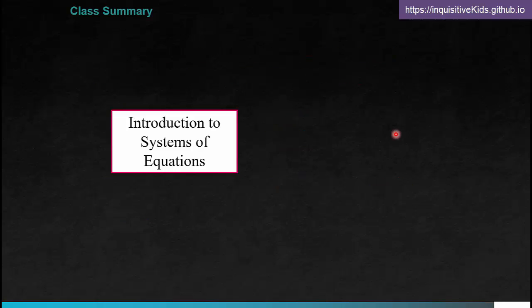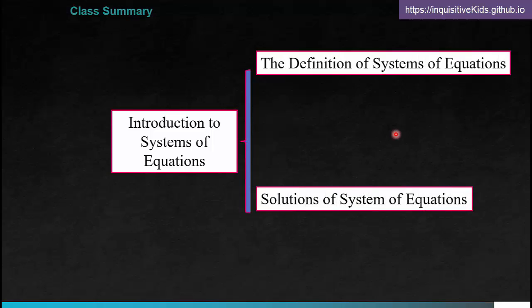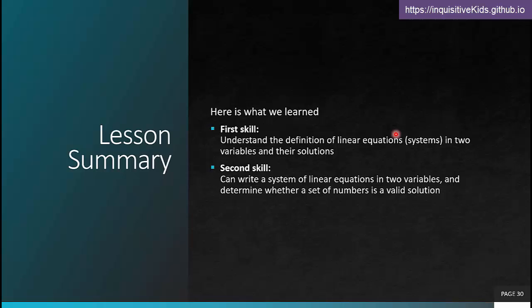Class summary. Introduction to systems of equations. This is what we learned today, and it is the main topic for today. I hope the 2 things that I want you to walk away from this lesson with are the definition of systems of equations and solutions of systems of equations. The 2 skills we learned today are to understand the definition of linear equations in 2 variables and their solutions, as well as being able to write a system of linear equations in 2 variables, and determine whether a set of numbers is a valid solution to that system of linear equations in 2 variables.